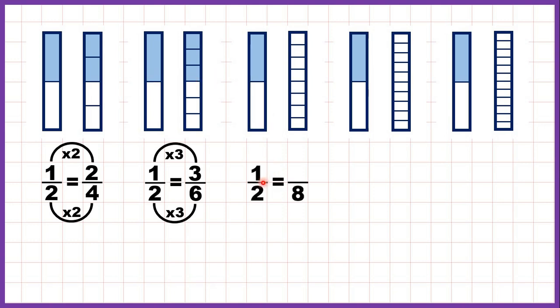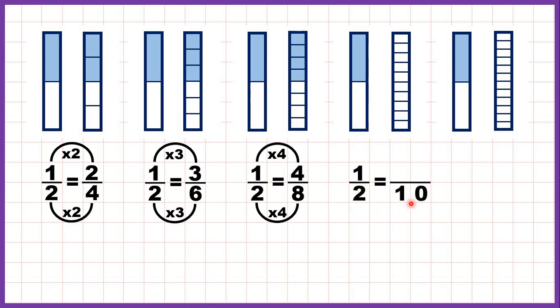Now, 1/2 is equivalent to how many eighths? Well, 2 times 4 is 8. What we do to the denominator, we do to the numerator as well, and 1 times 4 is 4. So here we have a fraction bar that's been split into 8 pieces, and if we shade 4 of those pieces, we have shaded the same as 1/2.